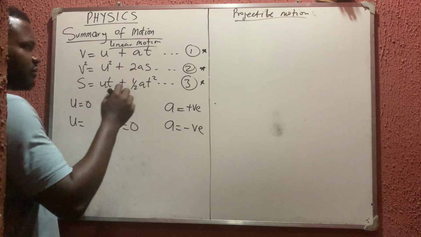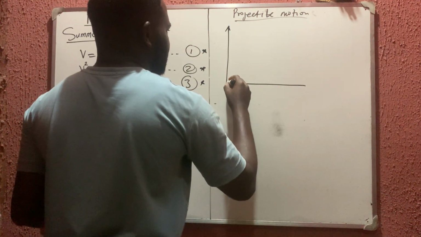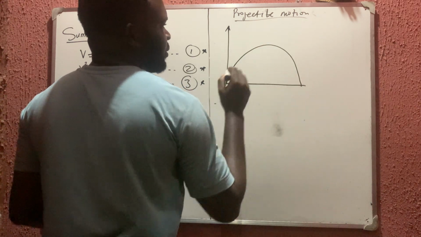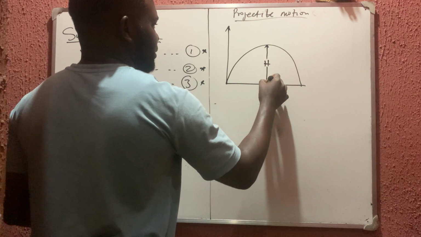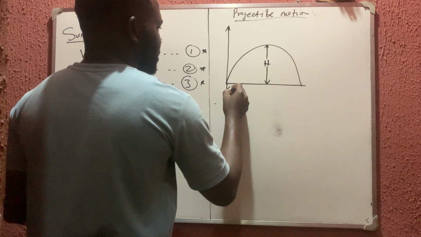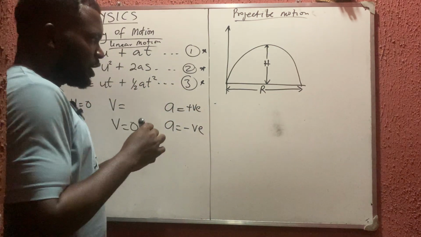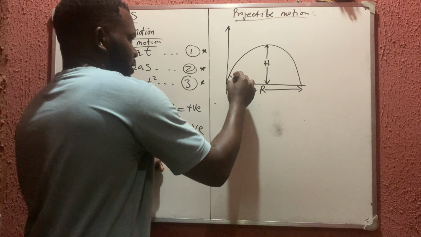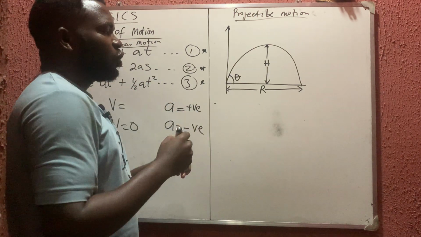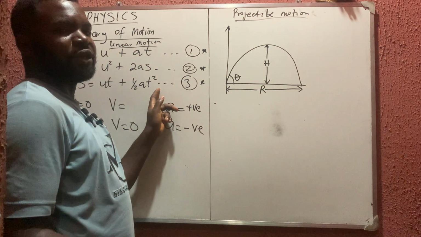Well, let's go now. Let me just show you the drawing. From the drawing, you will know. Now, this thing moves like this. This is the maximum height, and from here to here is your range. I have an angle here. Your range is talking about the horizontal distance. So if you want to get your range, use equation 3.